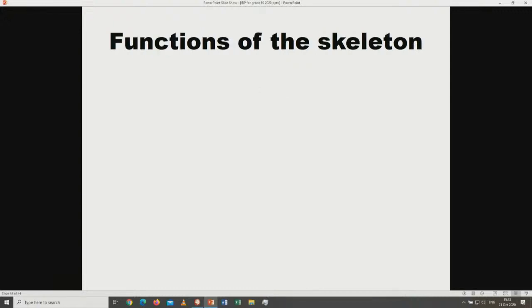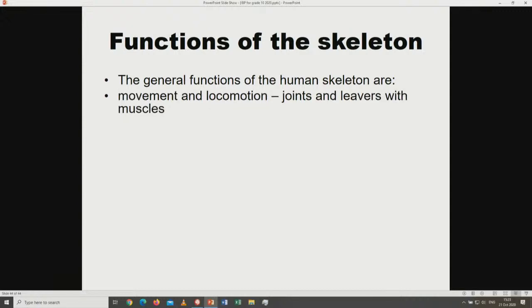Now, various functions of the human skeleton. The general functions of the human skeleton are movement and locomotion, joints and levers with muscles, and protection. Vital organs such as the brain, heart, lungs, and the liver are protected by the rib cage.